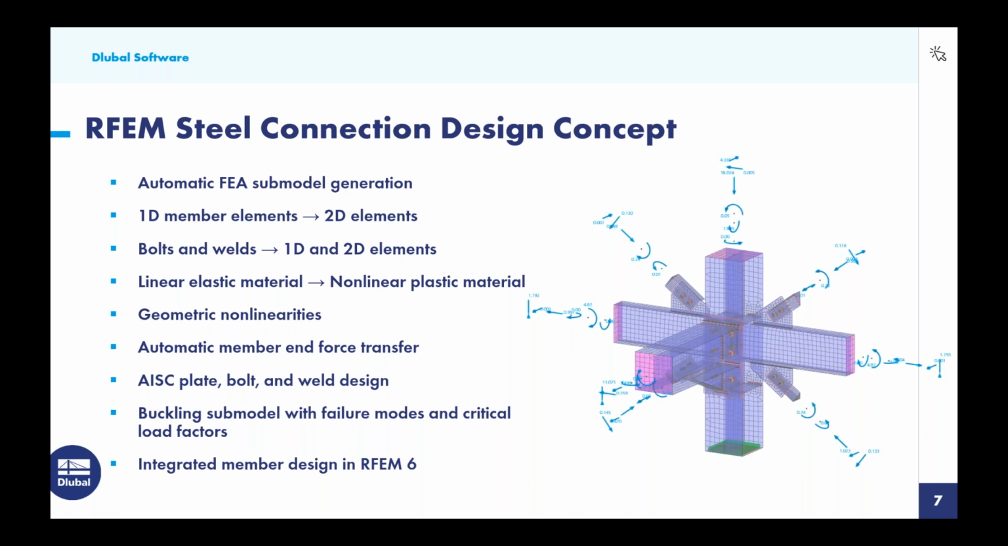Now we are getting full design according to the AISC for our plate, bolt, and welds. We'll see this in the design results within our example. As mentioned too, we create a separate submodel for the buckling analysis. So what this is going to tell us is the various buckling failure modes that we can graphically see, as well as the critical load factors shown in table format. And finally, obviously a big benefit here is the integrated member design all within one file.